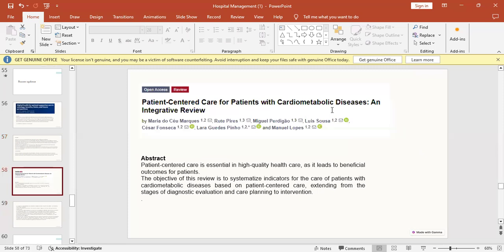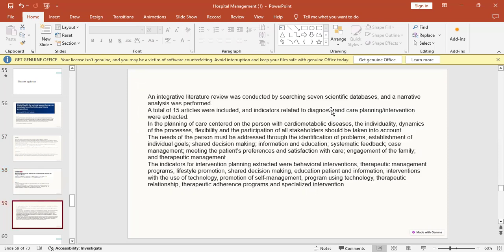The next article is Patient-Centered Care for Patients with Cardiometabolic Disease: An Integrative Review. Patient-centered care is essential in high-quality care as it leads to beneficial outcomes for patients. The objective of this review is to systematize indicators for the care of patients with cardiometabolic disease based on patient-centered care, extending from the stages of diagnostic evaluation and care planning to intervention. An integrative literature review was conducted by searching 7 scientific databases and a narrative analysis was performed. A total of 15 articles were included and indicators related to diagnosis and care planning interventions were extracted.